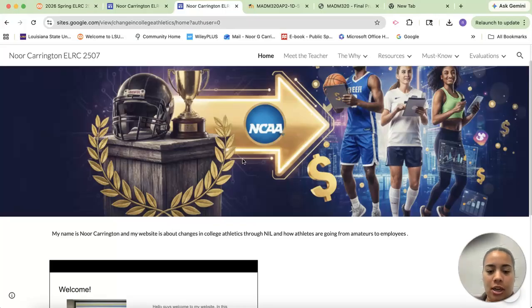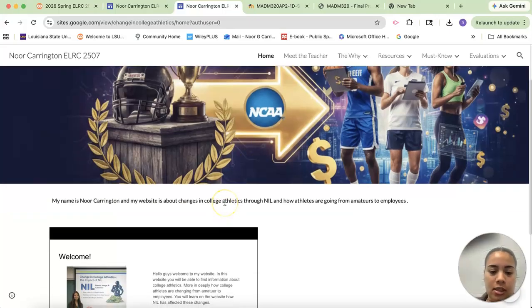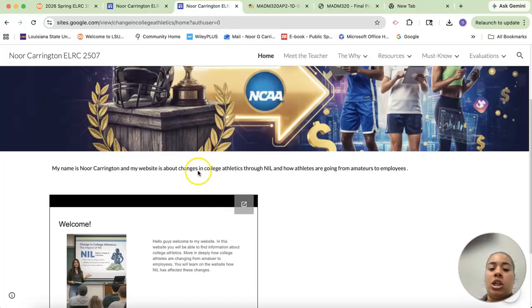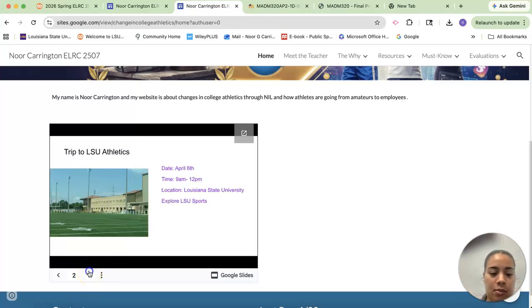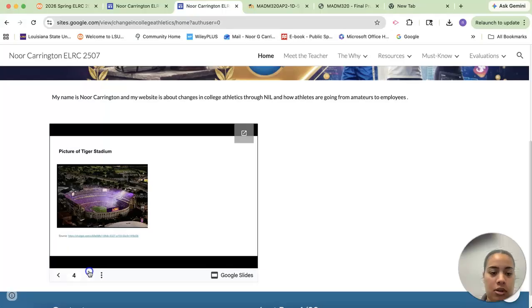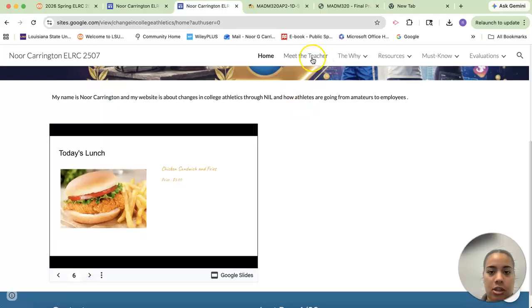Here I have my homepage, where I'm just talking about what the website is based off of, which is changes in college athletics through NIL, basically how athletes are going from amateurs to employees because of the money they're making. And then I have a little Google slideshow that we made. I like Google Slideshow because I think it would be good if you're teaching a class to show them what it's about. So here's a few things about my Google Slideshow.